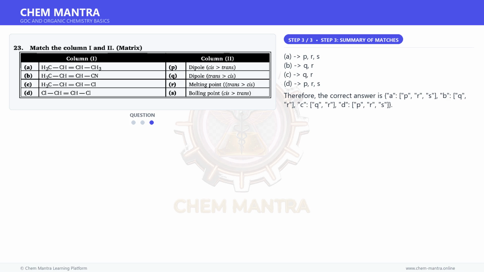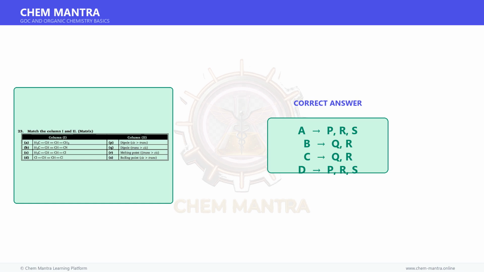And for the final step: A-P, R, S; B-Q, R; C-Q, R; D-P, R, S. Therefore, the correct matching is A matches P, R, S; B matches Q, R; C matches Q, R; D matches P, R, S.